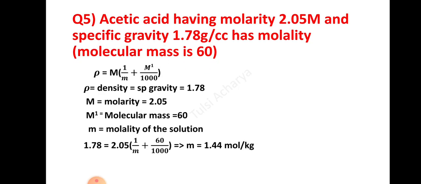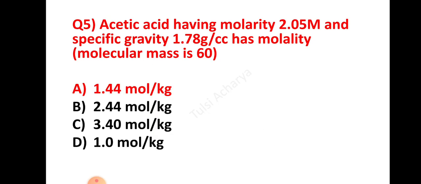Now we have one formula. Specific gravity or the density is equal to capital M bracket 1 by m plus M dash by 1000. This rho is 1.78, which is given here. M is 2.05 and M dash is 60. Now we need to find our m. By using this formula, our m will be 1.44 mole per kg. That is option A.